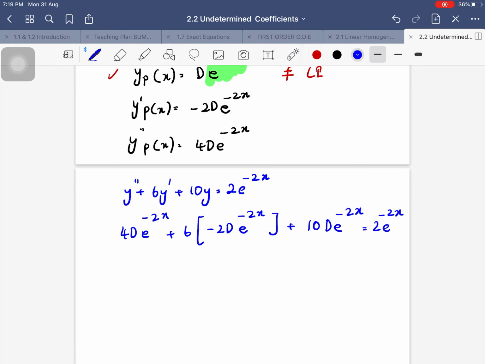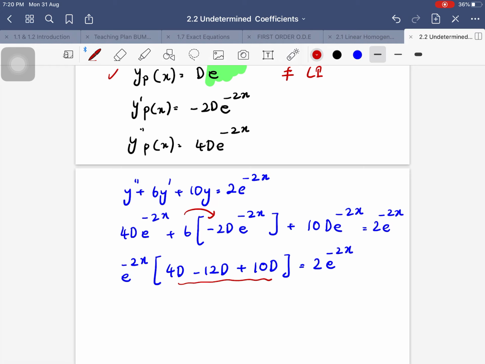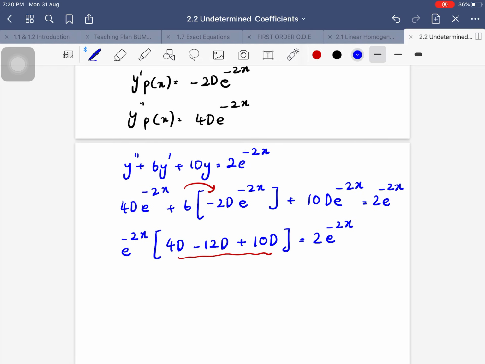Okay, for the case of exponential, how do we make our calculation simpler? So there's a tip for that: you factor out the exponential. So when I factor this out, for the first term, I'll end up with 4d, and do not forget about multiplying this with the constant 6. You'll end up with -12d, and then I'm going to have plus 10d, and that is going to equal 2 exponential of -2x. And of course, if I simplify whatever I had in there, I'll have 14 minus 12, that is going to equal 2. So I'm going to have exponential of -2x multiplied by 2d, and that is going to equal exponential of negative 2x.